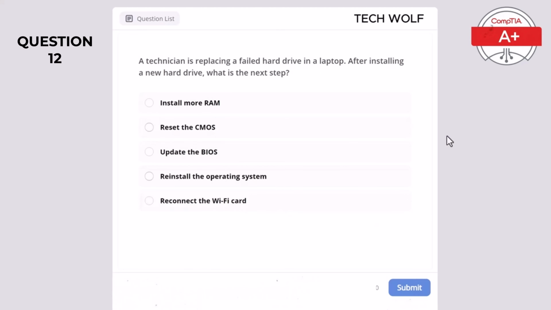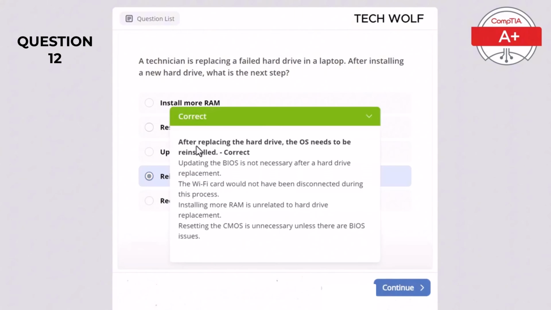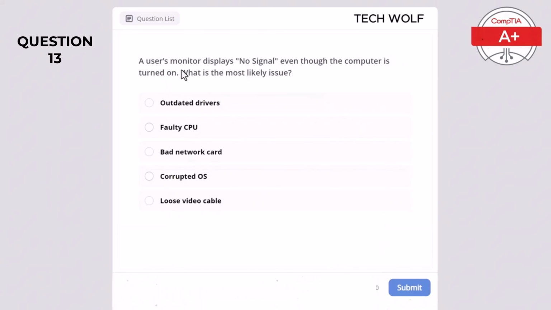And the correct answer here is reinstall the operating system. After replacing the hard drive, the operating system needs to be reinstalled. And next question, a user's monitor displays no signal even though the computer is turned on. What is the most likely issue?